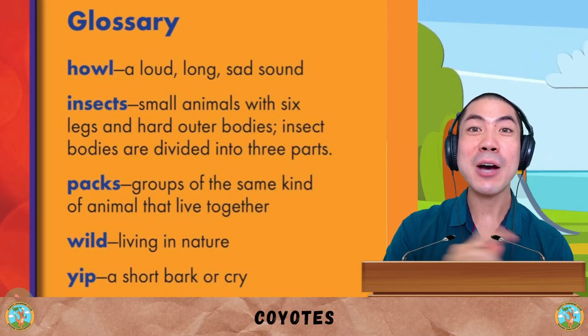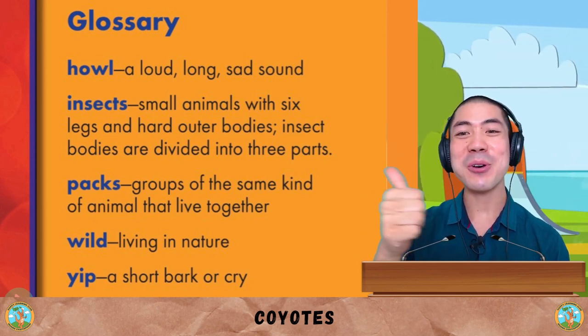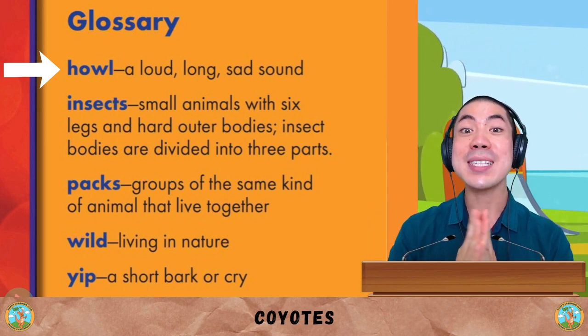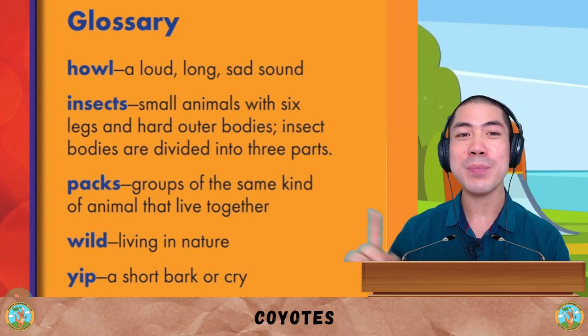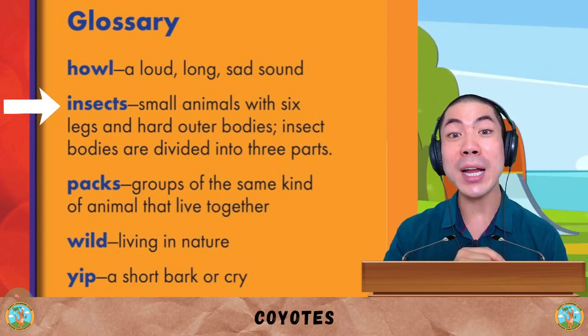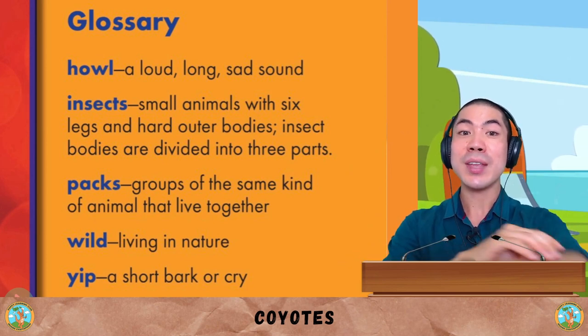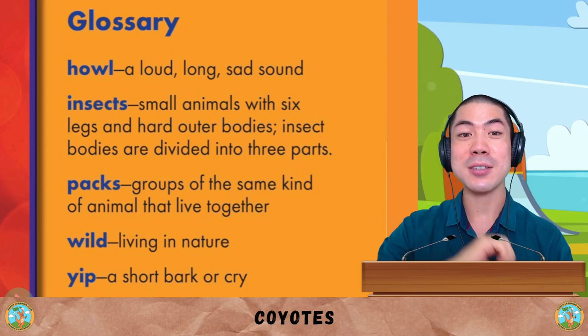That's a howl. Now let's go through the 5 words we learned in this book today. The first one is howl, which is a loud, long, sad sound, like ow. Insects are small animals with 6 legs and a hard outer body. Insect bodies are divided into three parts.